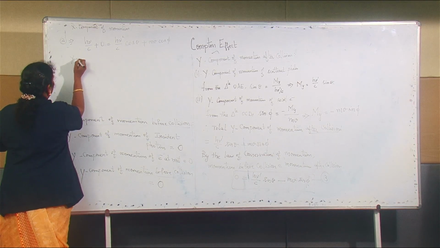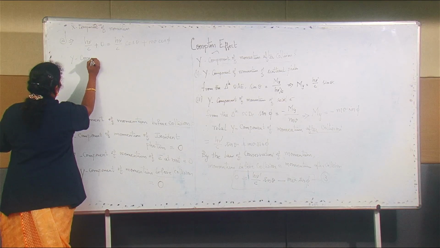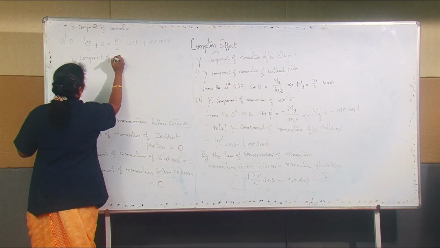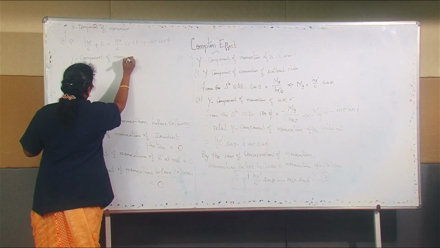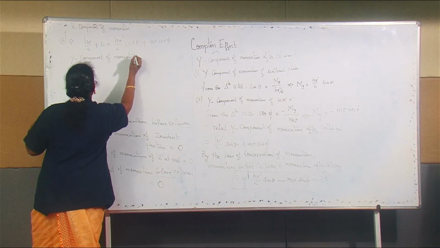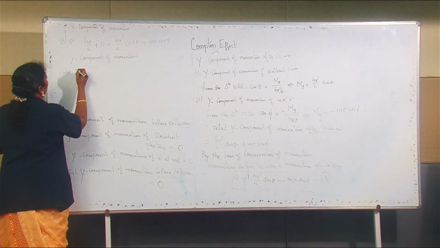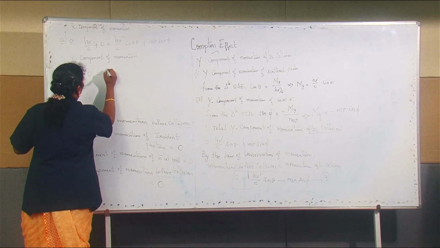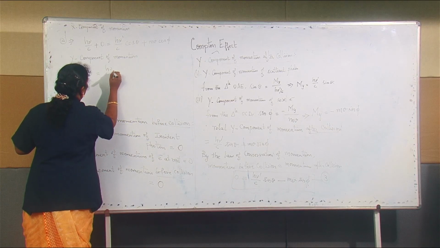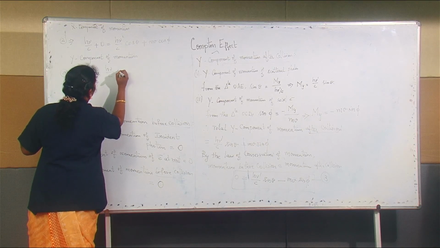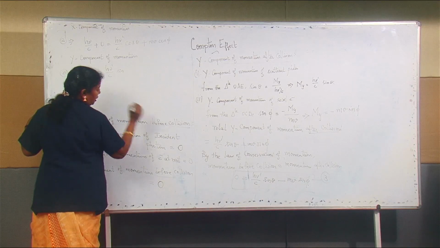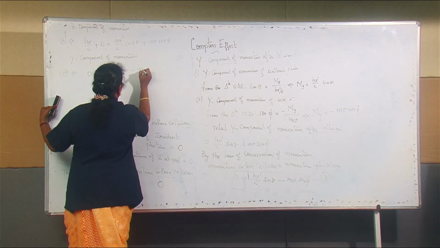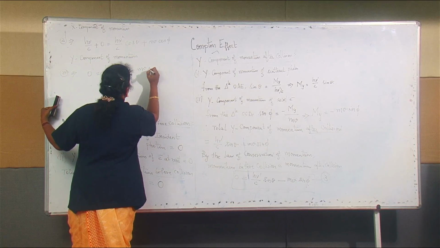Next, the y component is the third equation: 0 is equal to h nu dash by c sin theta minus mv sin phi.